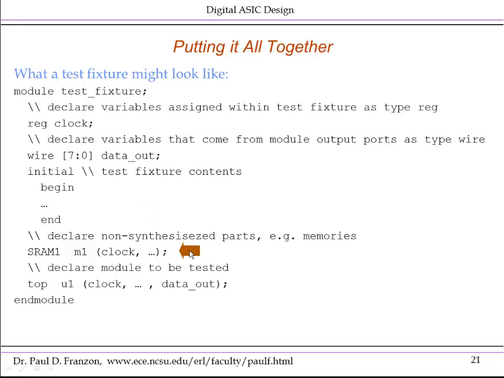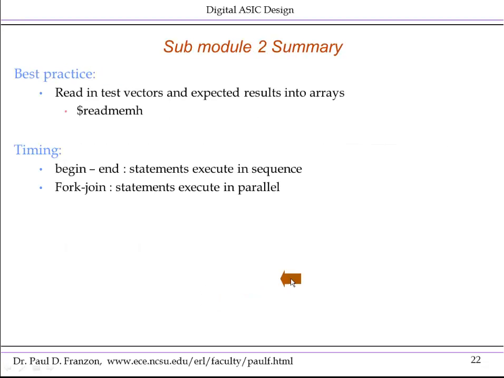We then declare all our modules that are being exercised in this design. We might have non-synthesized modules, often our memories, and then we have our synthesized modules, which often you might declare as one collective synthesized module. I'll usually call that top. Remember, these have instance names. This SRAM's instance is M1, and this top module's instance is U1. That brings us to the end of this particular submodule, a relatively short one.